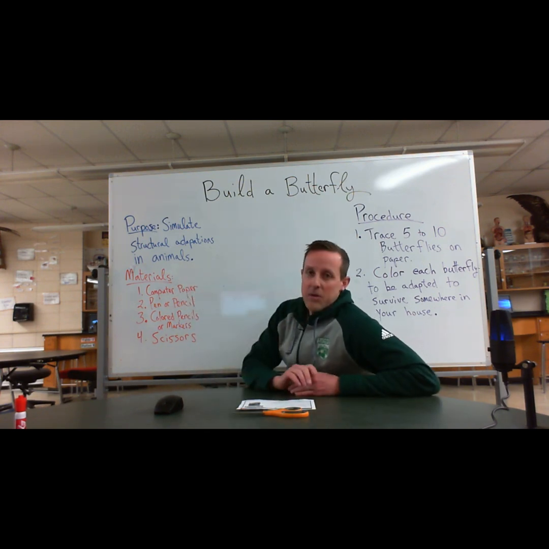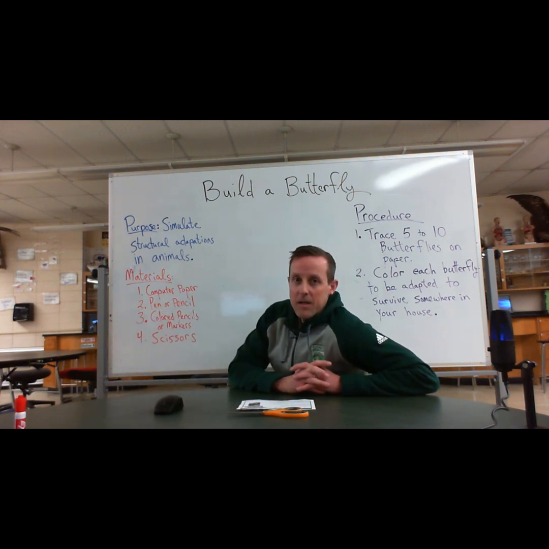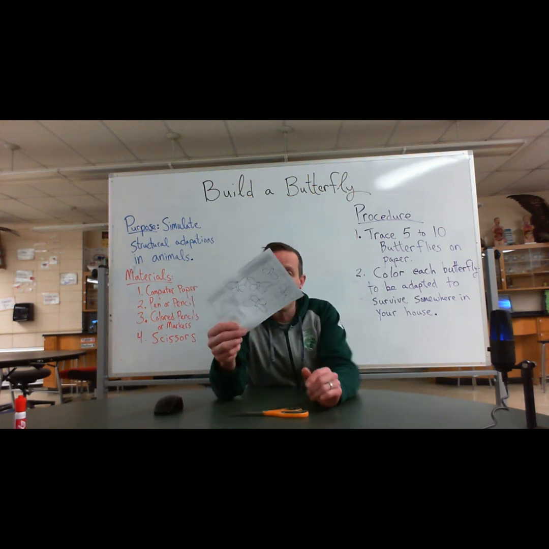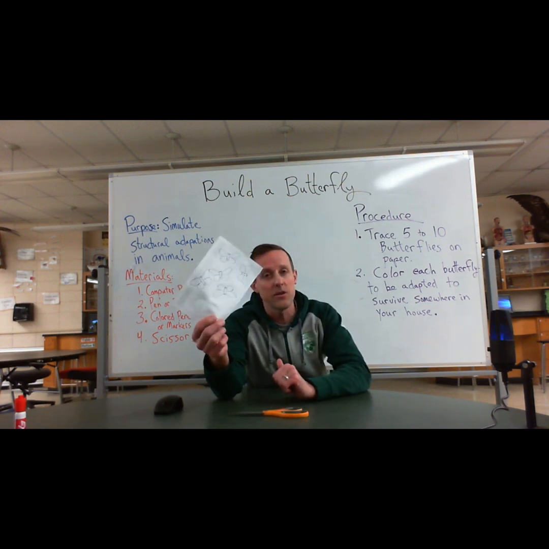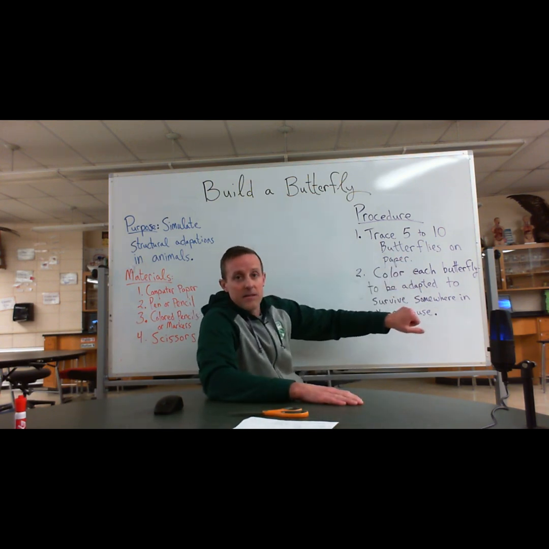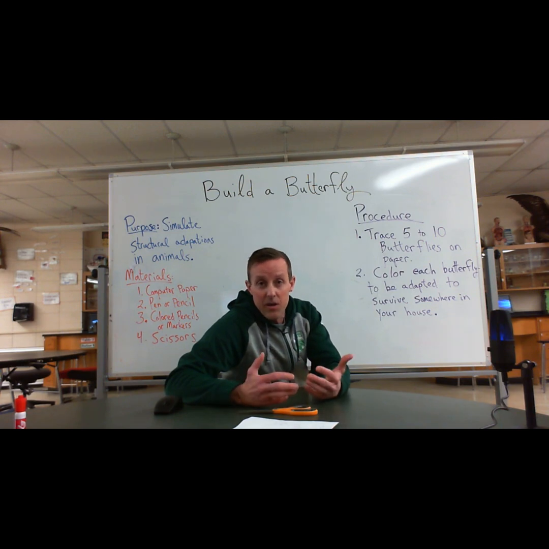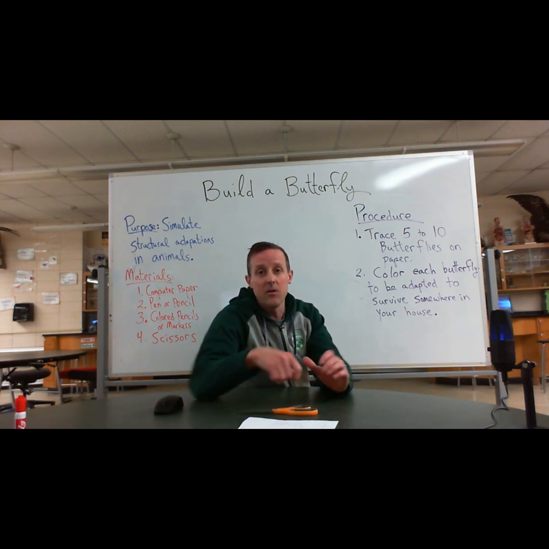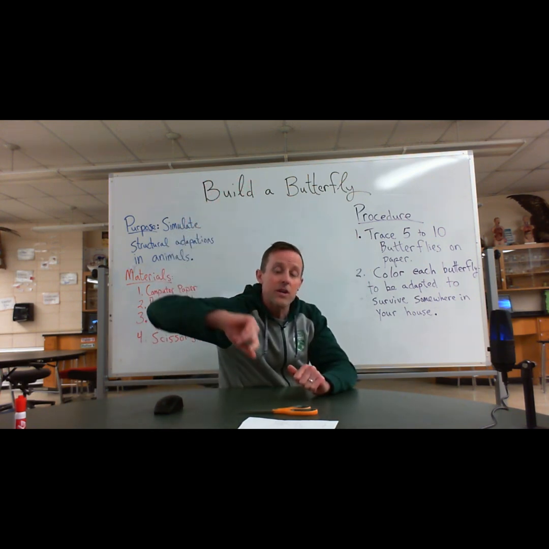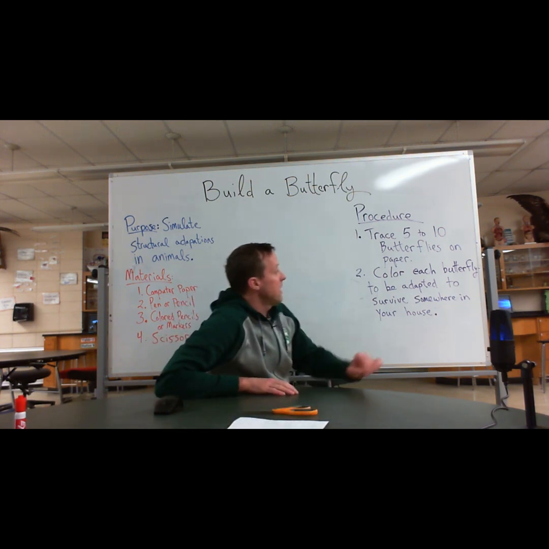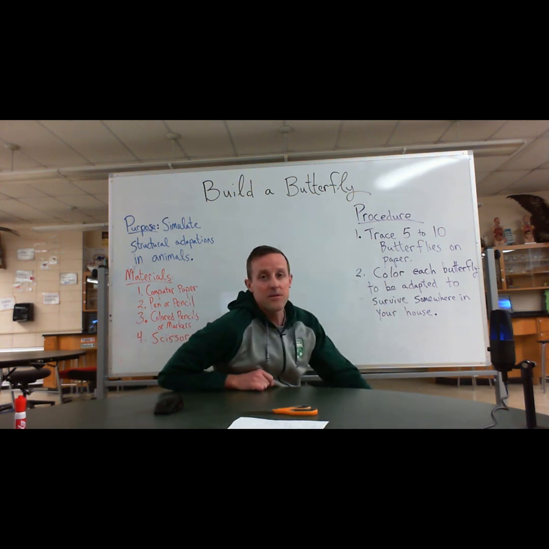And the materials that we had in class were essentially computer paper, pen or pencil, colored pencil, and scissors, because what they do is, from a textbook, they trace 3 butterflies from my classroom, but for this project at your house, you can do 5 to 10, or as many as you want. And you trace those butterflies, and I will have you pause the video here in a few minutes, and I'll show what I traced. And you'll pause the video, and you can just put a paper up on your computer screen, and you can make it bigger or smaller, and then you can trace 5 to 10 butterflies. And then you're going to color each butterfly to be adapted to survive somewhere in your house.